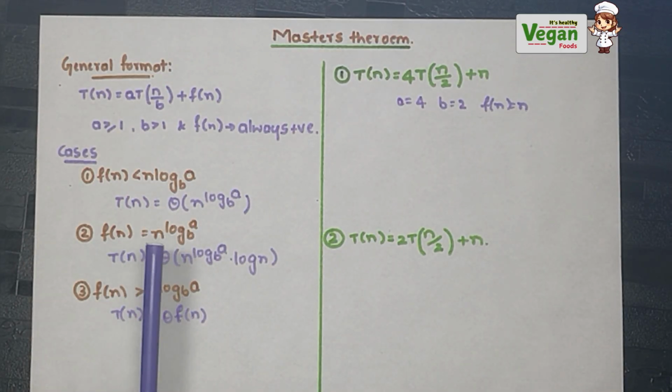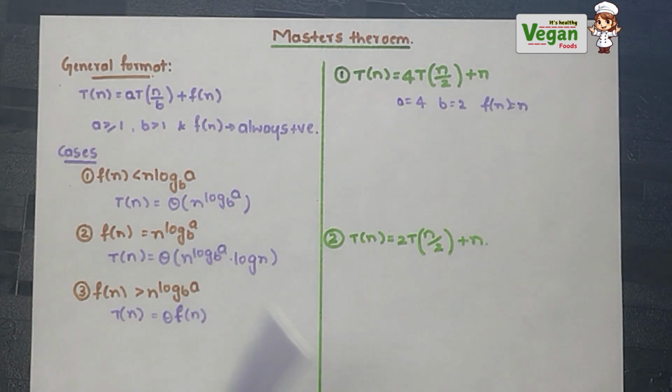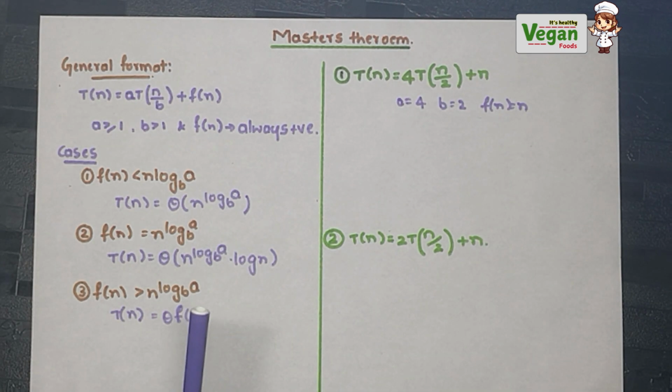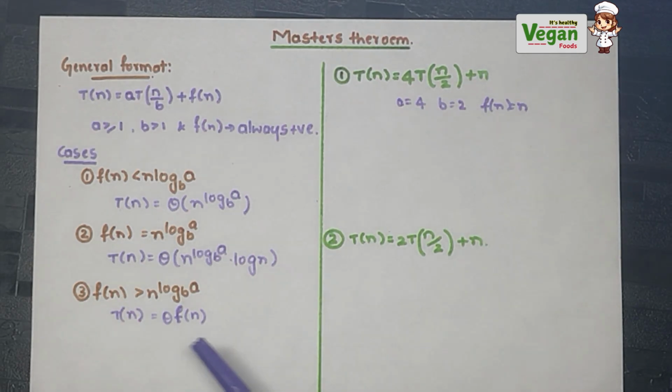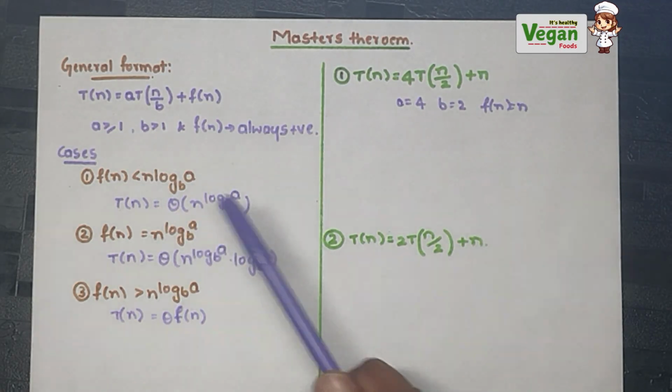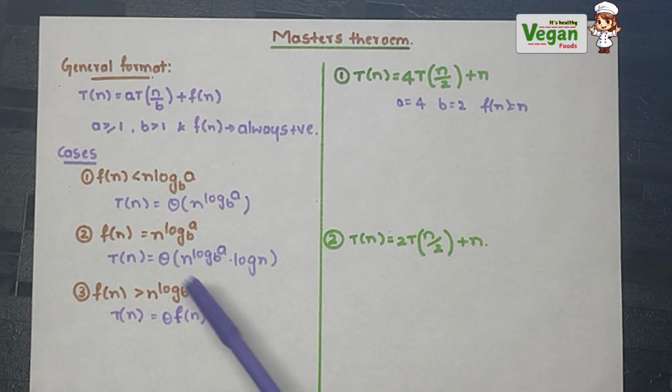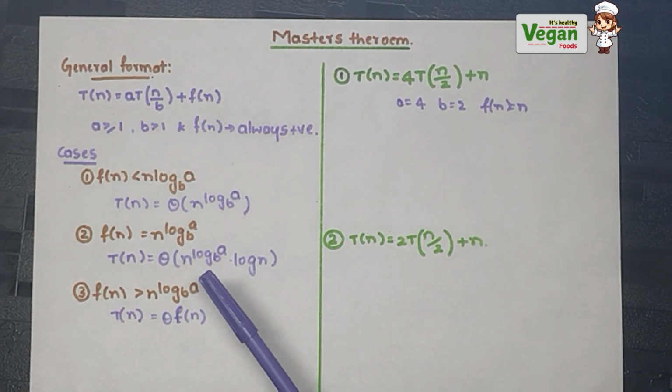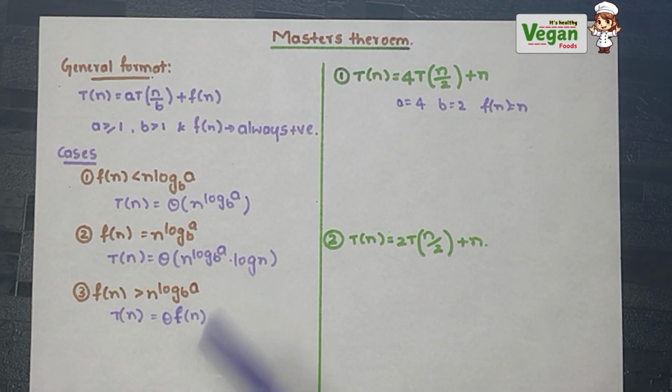Now if f of n is equal to n power log a base b, then just write that value into log n. Next, if f of n is greater than n power log a base b, just write the f of n value. If n power log a base b is greater, just write n power log a base b. If both are equal, you must write n power log a base b into log n. Just a simple trick. Now let's go on to solving the problem.